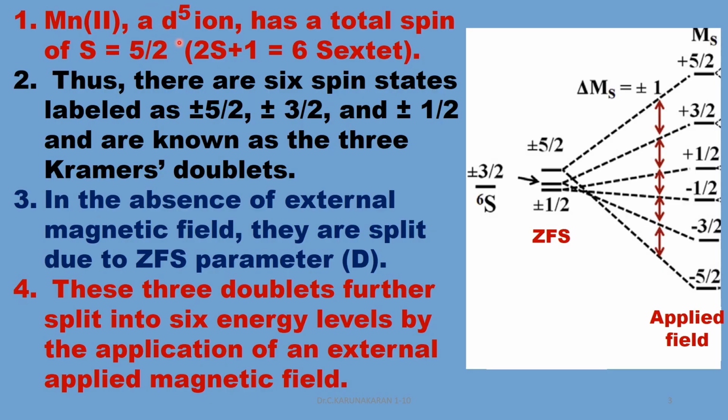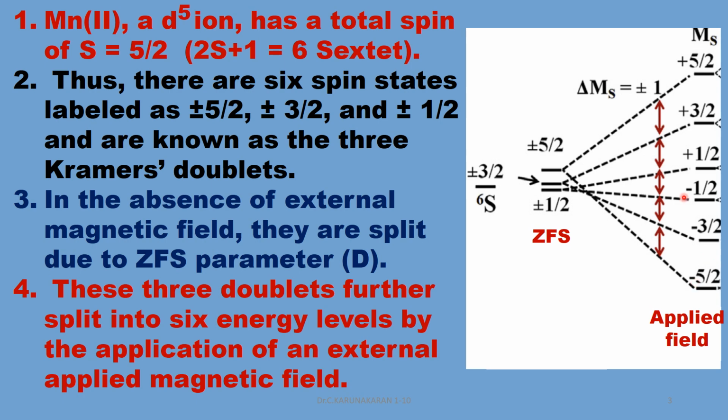Manganese 2 plus ion has d5 electronic configuration with 5 unpaired electrons. Therefore, S is 1 by 2 plus 1 by 2 plus 1 by 2, and so on, there are 5 unpaired electrons. Therefore, the total spin S equals 5 by 2. The spin multiplicity is 2S plus 1, equal to 6, sextet. The ground state term symbol of manganese 2 plus ion is S6, S sextet state. Therefore, there are 6 spin states.